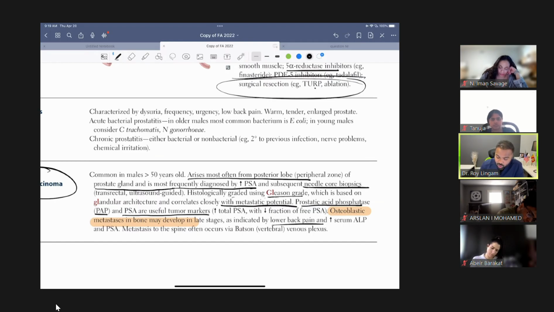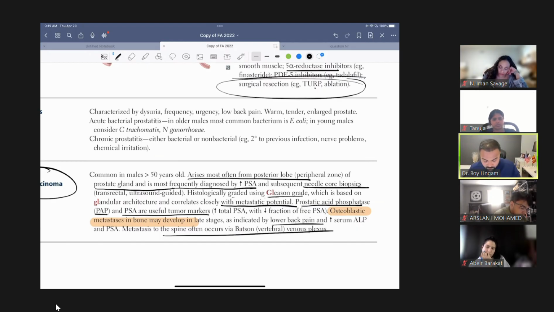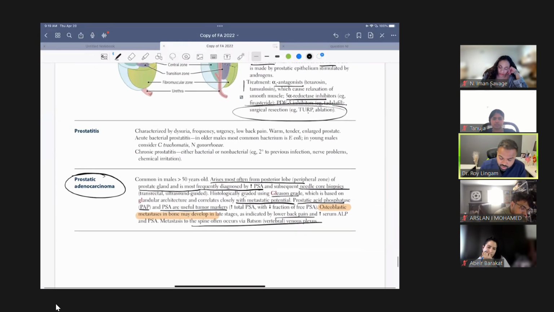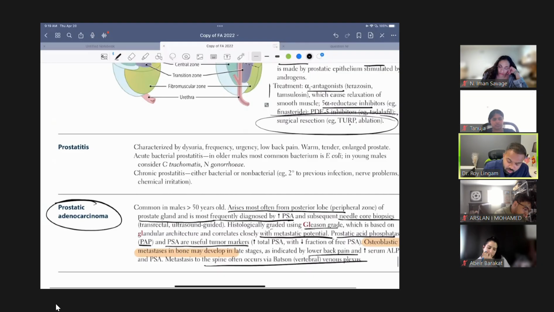Now I could ask you, how does it spread? Through the vertebral venous plexus, we call the Batson plexus. That's how it spreads, okay? So that's the idea, metastasis of that prostatic adenocarcinoma. Now, next one, prostatitis.